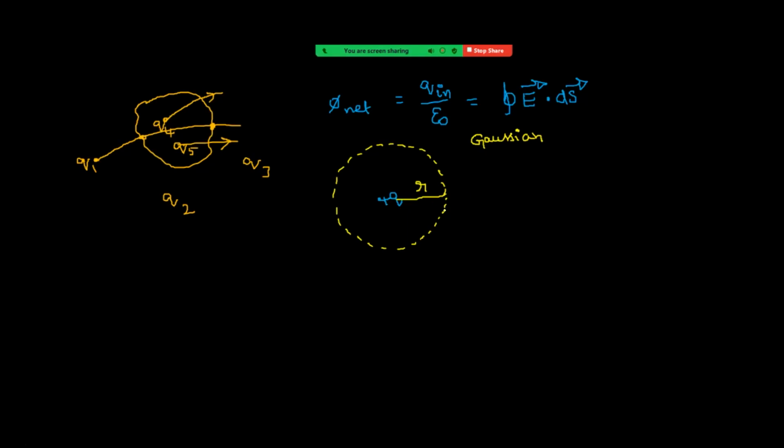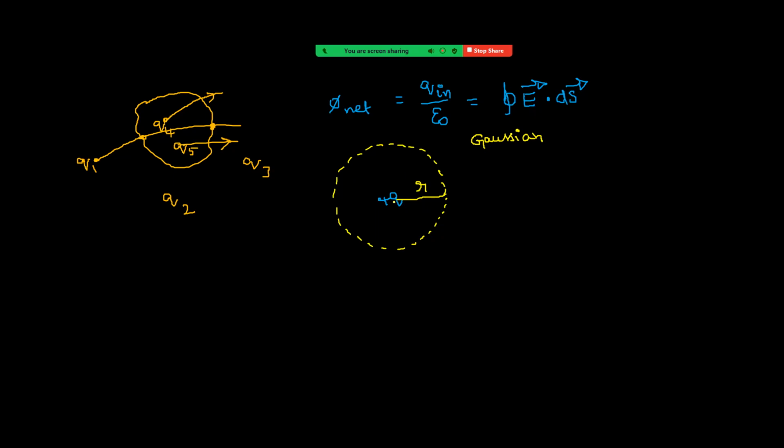See how we are choosing the surface. We have to choose a surface in such a way that the calculation becomes simple. The calculation becomes simple if the modulus of E bar is the same at each and every point on the surface. Next, if the angle between E bar and ds bar is the same at each and every point on the surface, then the calculation becomes even simpler.